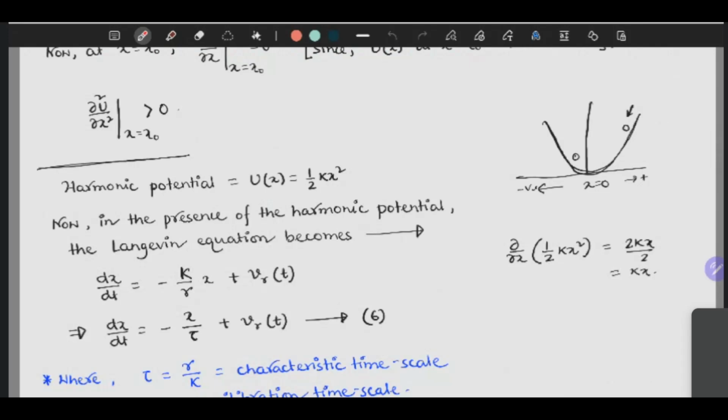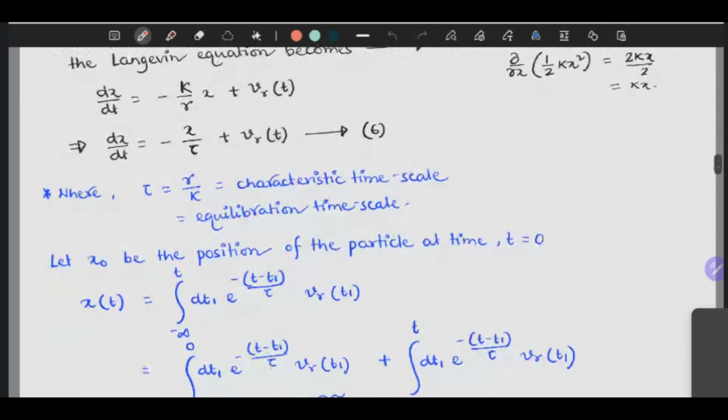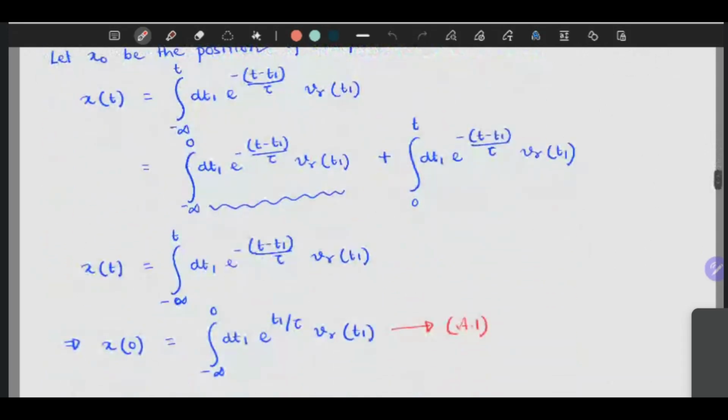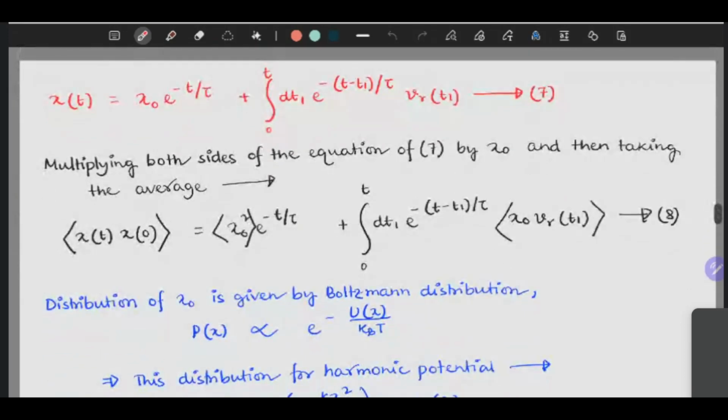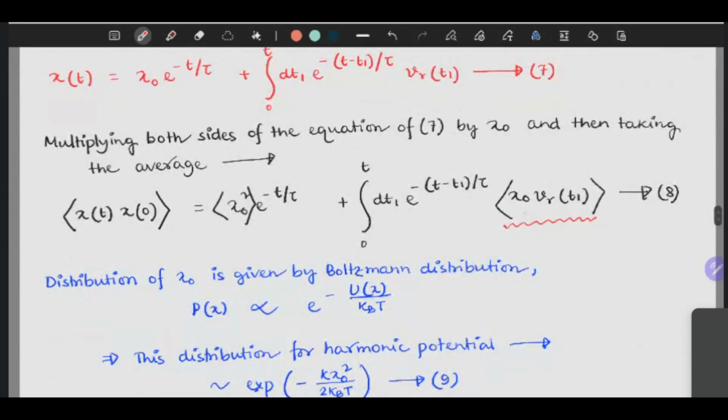Since the harmonic potential is U(x) equal to half kx squared, from there we can get dU/dx, which is d(half kx squared)/dx, that makes it kx. So we can get these equations dx/dt is equal to minus x by tau plus the random force. Then we solve these equations to get x(t) and x(0), and there we got the autocorrelation function of x in the presence of the harmonic potential, and we got this form. And this term is 0 because x(0) and the random fluctuations are uncorrelated, that makes it 0.